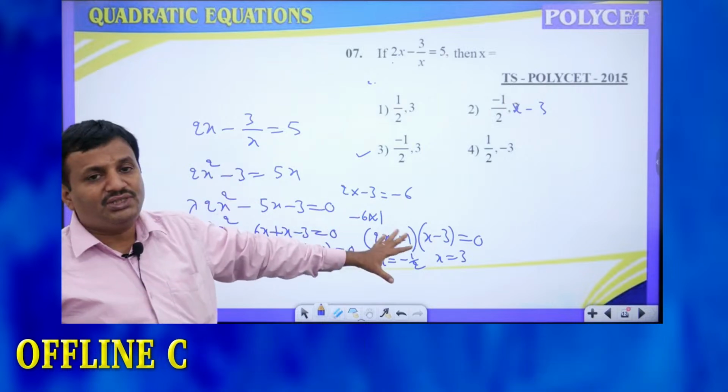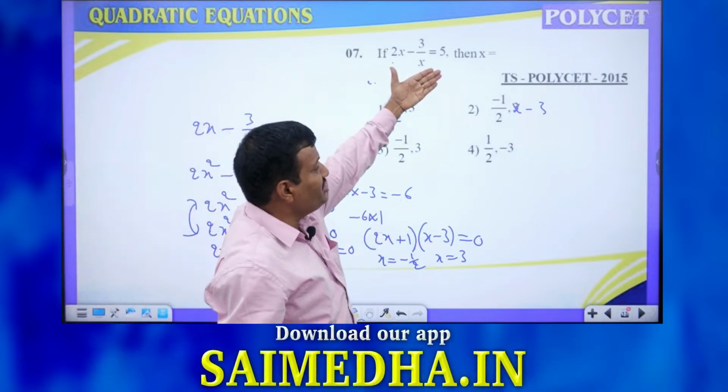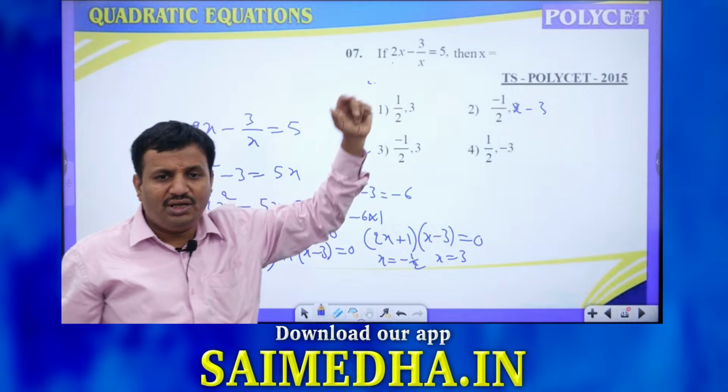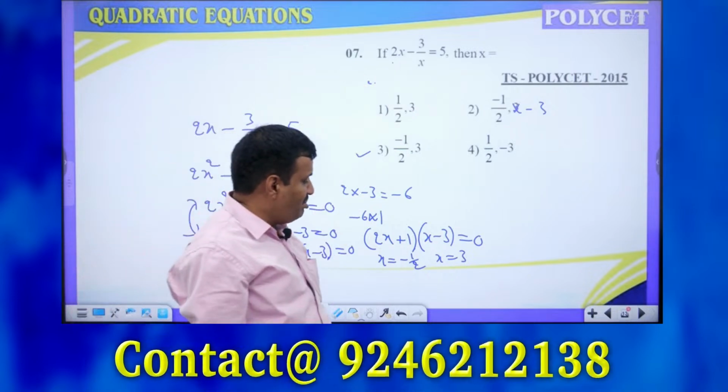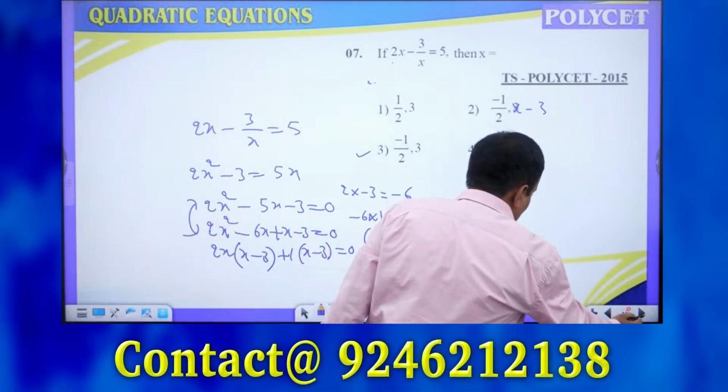This is one procedure. What is another procedure? We can substitute these values and find out the answer also. What is the correct answer? Minus 1 by 2, 3 is the correct answer.